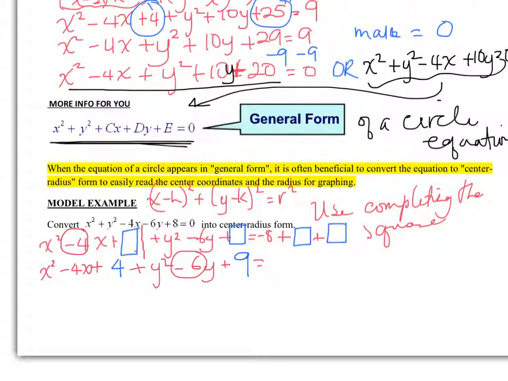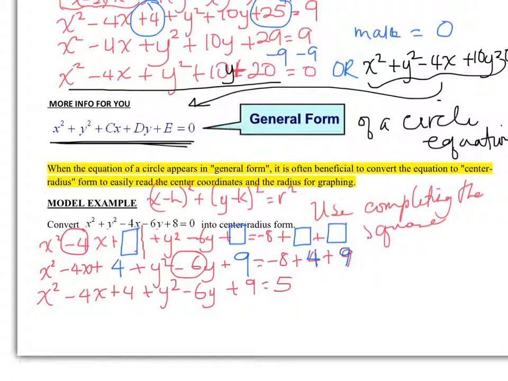Then whatever we do to one side, we have to balance our equation and do it to the other side, right? So we have adding 4 and we're adding 9. So what we're going to end up with is x squared minus 4x plus 4 plus y squared minus 6y plus 9 is equal to negative 8 plus 4 is negative 4 plus 9 is 5.